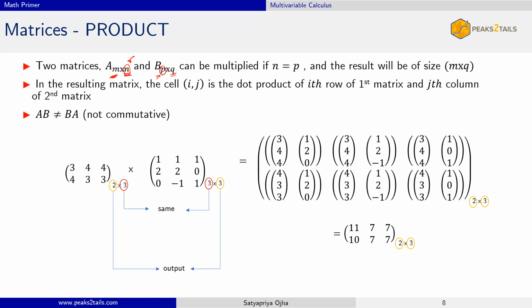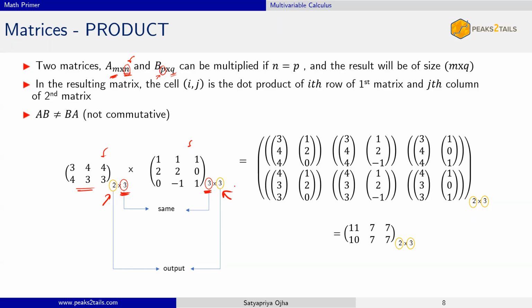Now let's look at one example. Can you multiply these two? The first thing you see is this matrix is 2 rows, 3 columns, so 2 by 3. The second matrix is 3 by 3. Can I multiply? The only condition is this must be the same as this, and it is true. Both are 3. So you can multiply these matrices, and the final output will have a dimension 2 cross 3: 2 rows, 3 columns.